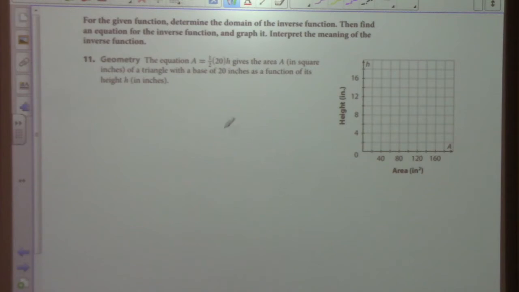So how do we go ahead and find the inverse of this function? We have the equation A equals 1/2 times 20, and then h over here. What are we trying to do with this one? Find the height. Okay, we want to find the height? You said, okay, Jay, very good. Yes. Jay says find the height.